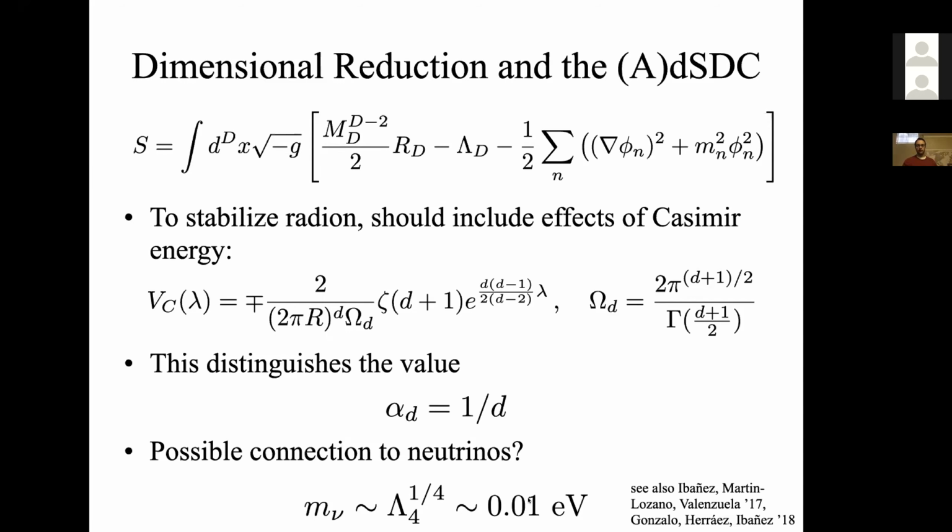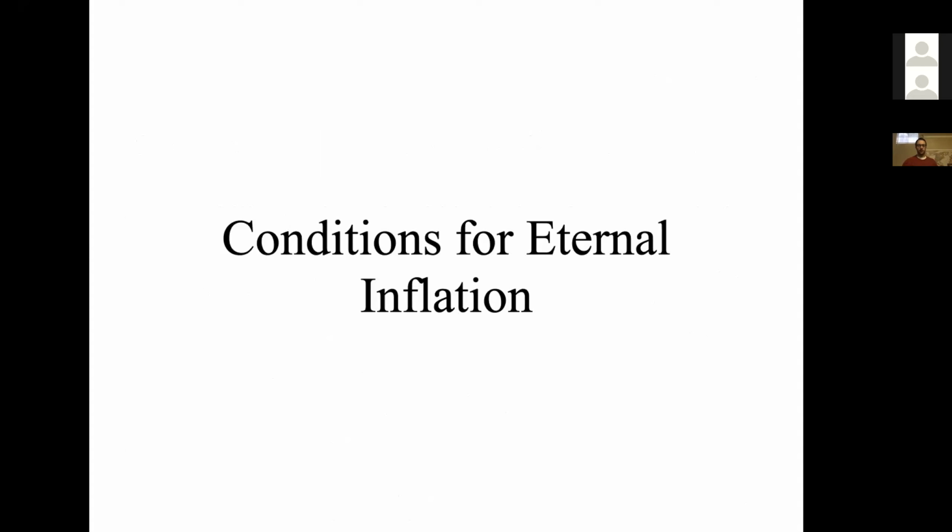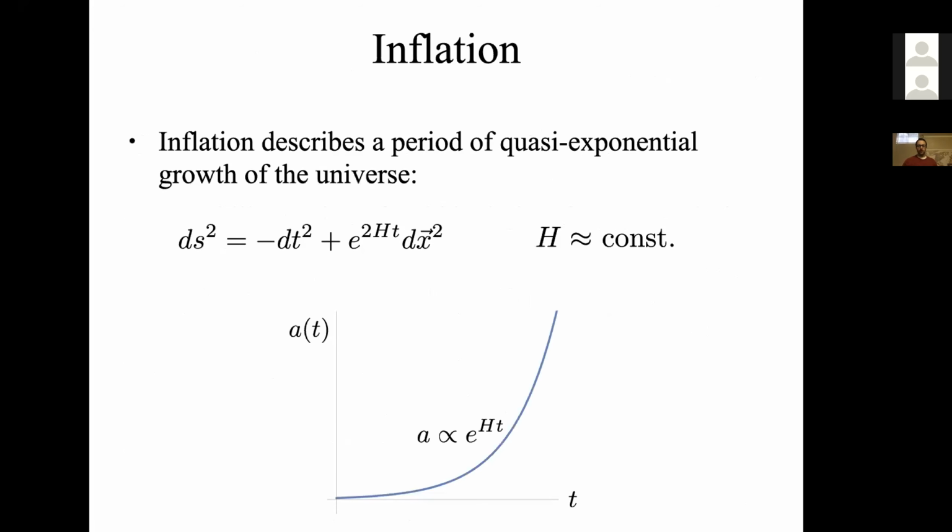Okay, so that's what I wanted to say about dimensional reduction. Now let me switch gears a bit and talk about conditions for eternal inflation. To remind you, inflation describes this period of quasi-exponential growth of the universe. The scale factor is growing almost exponentially. H here, the Hubble parameter, is almost a constant.